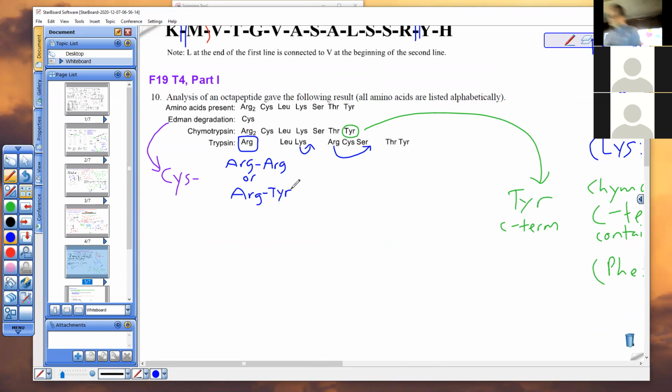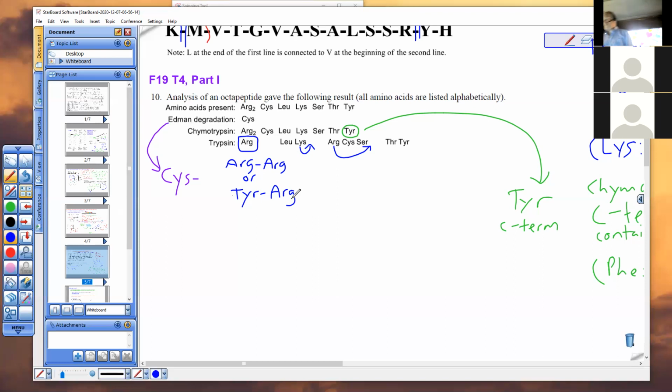Those are the only two ways to have arginine by itself. You're going to get cut there and there. Oops, Thr-Arg, sorry, my mistake. To get Arg by itself, it's either Arg or Thr-Arg, because trypsin is going to cut there and here if there were things after Arg. That puts this Arg by itself, this Arg or this Arg, and we'll figure out which one's ours.